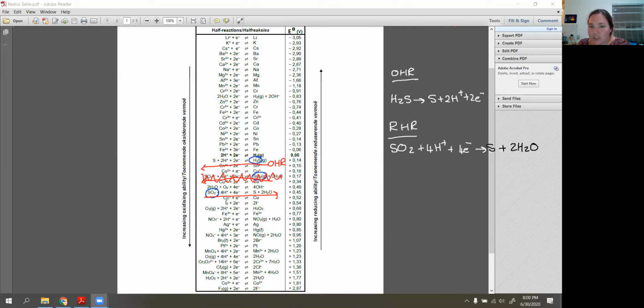Okay, so we've got our OHR and we've got our RHR. From here, we're also going to practice doing our net ionic. Now, the net ionic, if you remember, involved us starting by getting the correct number of electrons on both.